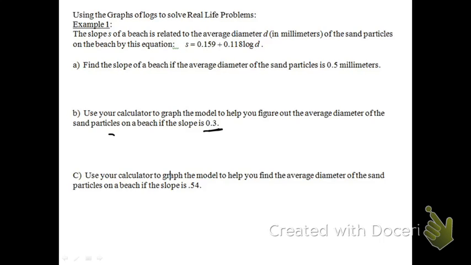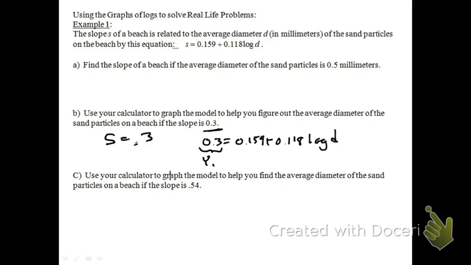Now here, they're not giving us the diameter, they're giving us the slope, 0.3, and we need to find the diameter. So if we use our formula, it becomes 0.3 equals 0.159 plus 0.118 log of d. Let's rewrite that d. We don't know how to solve a log equation yet, but what I taught you last chapter is that if I want to solve an equation, I could do it graphically.